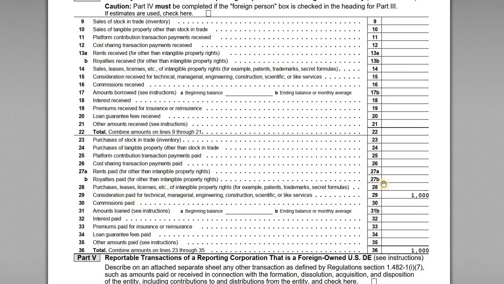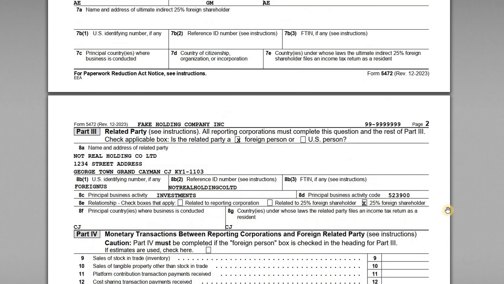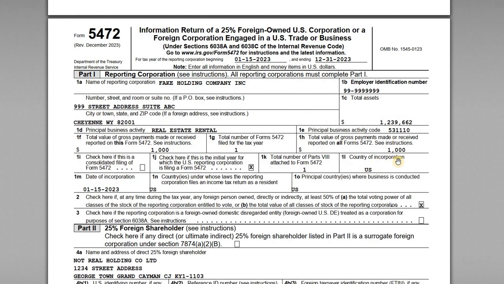Company paid $1,000 to that foreign corporation for like services, right? You can put anything that was paid for technical, managerial, engineering, construction, scientific, or like services on this line item. All right. So that's why we have the $1,000 being reported up here on lines 1F and 1H.